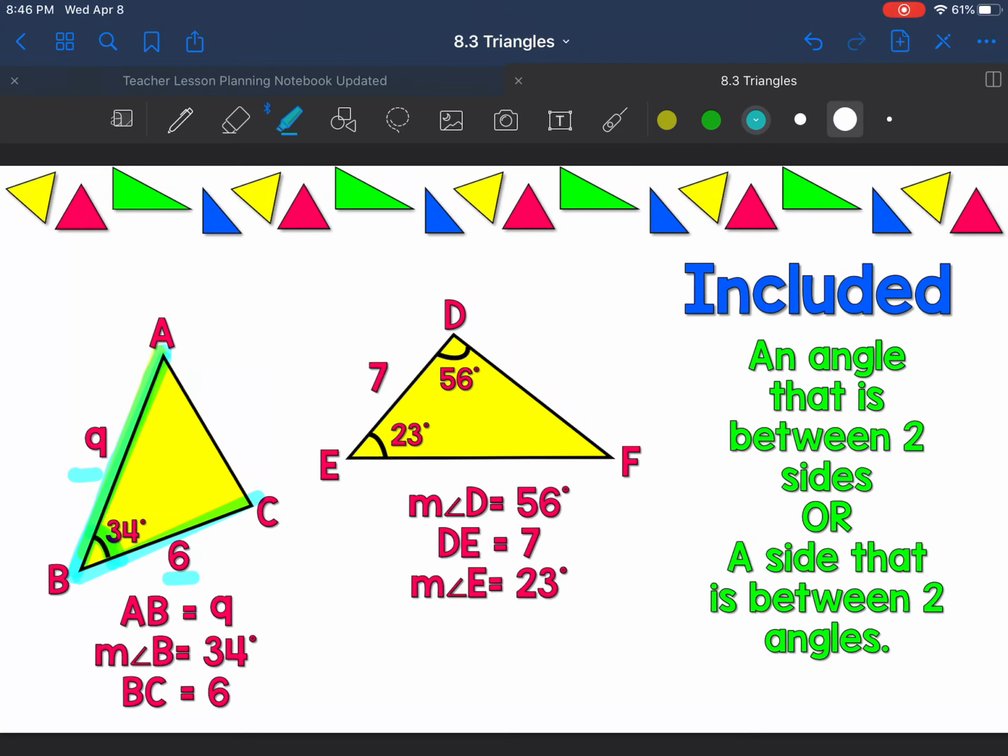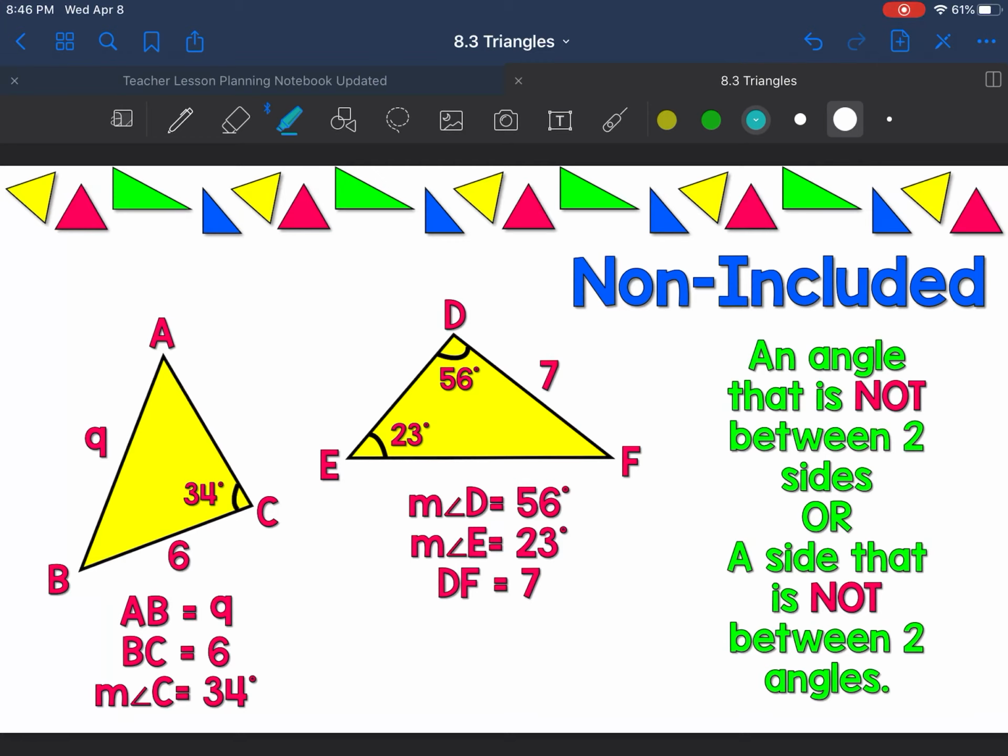It would have an angle that's inside two sides. Or it could be a side that's in between two angles. For instance, you have angle D right here, and then you have this line, DE, and then you have angle E right here. So you have an angle, a line, and an angle. So if it's included, it's either an angle between two sides or a side between two angles.